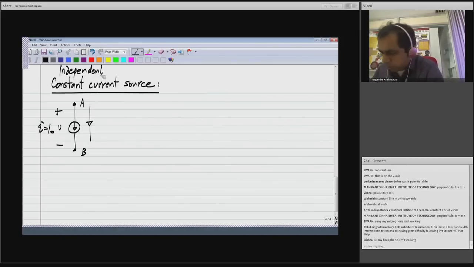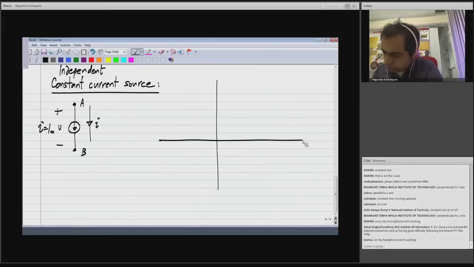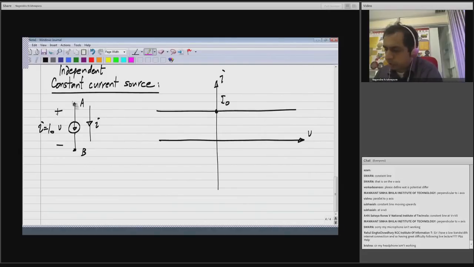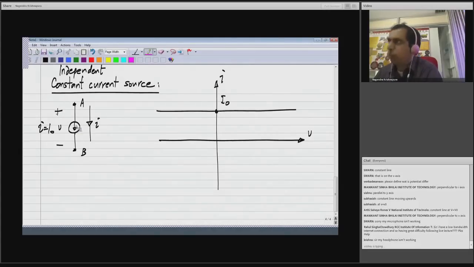And if I plot I versus V for this, it will be a horizontal line with a value I naught. So what this symbol means is that it will maintain a current of I naught through it regardless of its voltage. So the voltage can be anything, but the current value will be I naught.